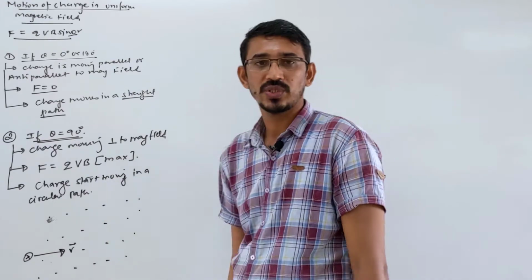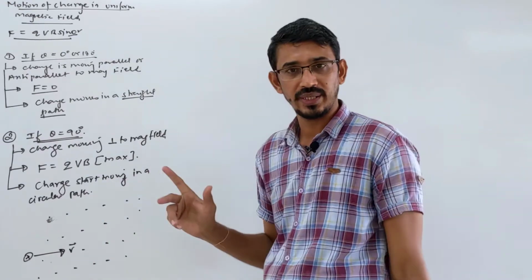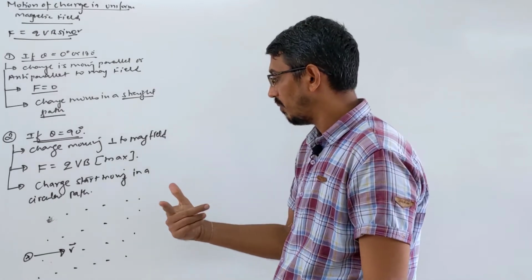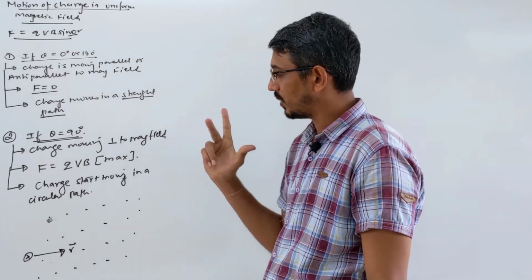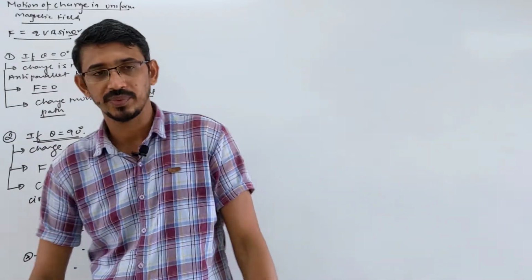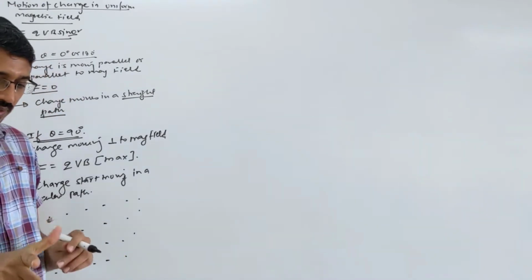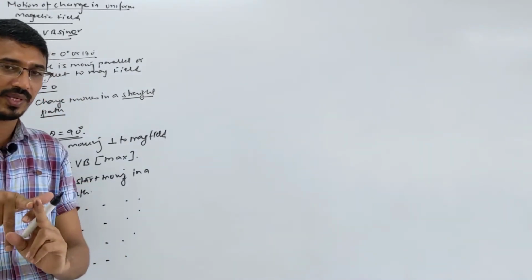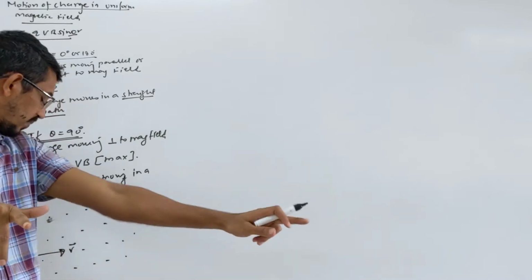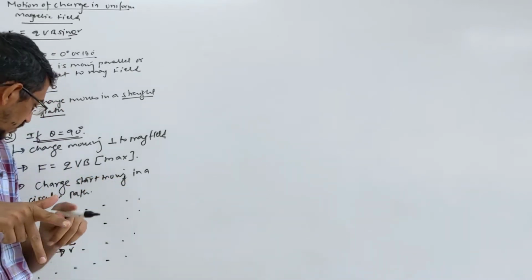So what is the direction of force acting on this charge? For a positive charge you can use your right hand. The magnetic field is outward, velocity is towards me. Watch carefully. This finger shows the magnetic field, velocity is towards left and right, and the force will be downward.